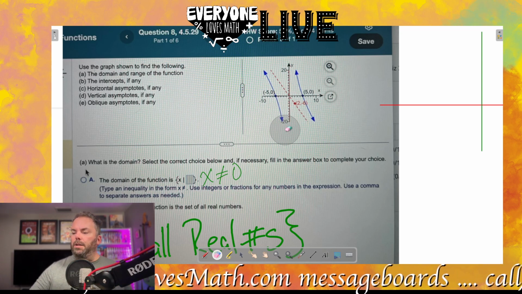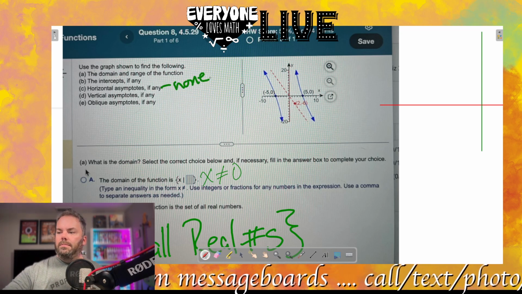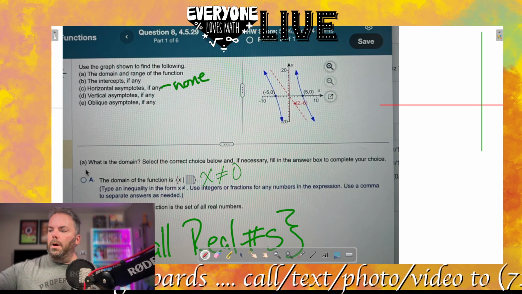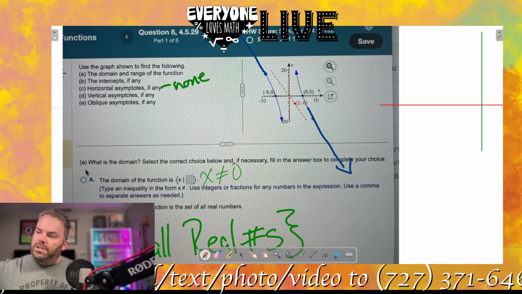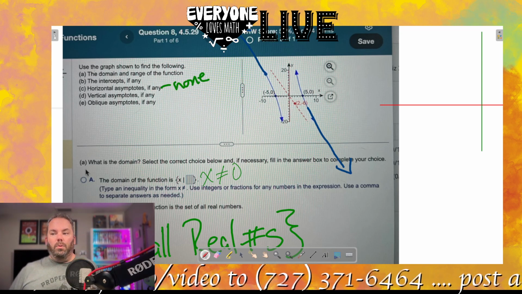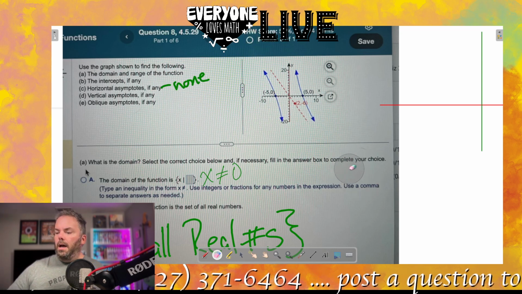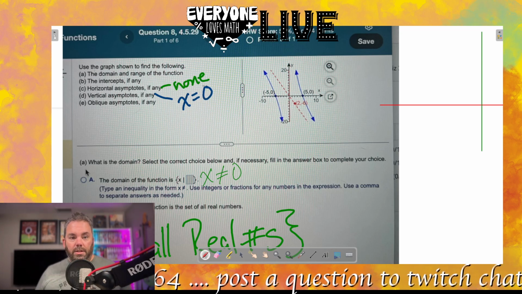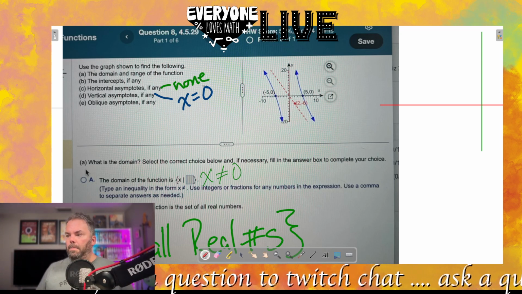Continuing on with this problem, horizontal asymptotes: there's none of those. With the blue marker, you can tell this graph continues to grow that way, and it continues to grow off the page that way. These are not going to level out and approach some number, so there would be no horizontal asymptotes. The vertical asymptote would be at x equals 0. We did talk about that. If you look really carefully, there's that vertical dotted line at x equals 0.